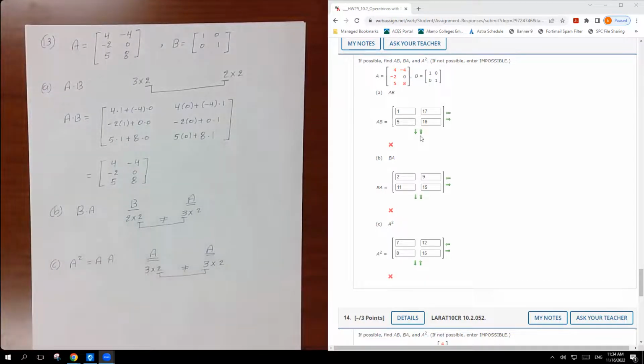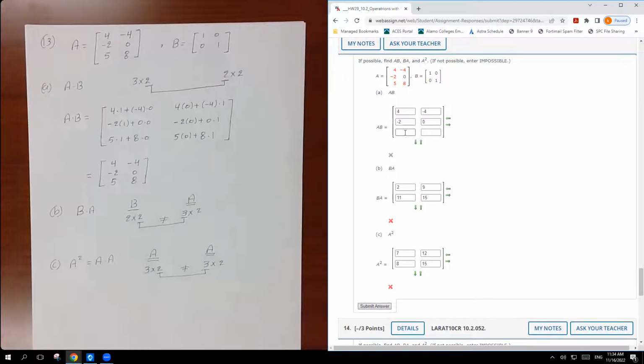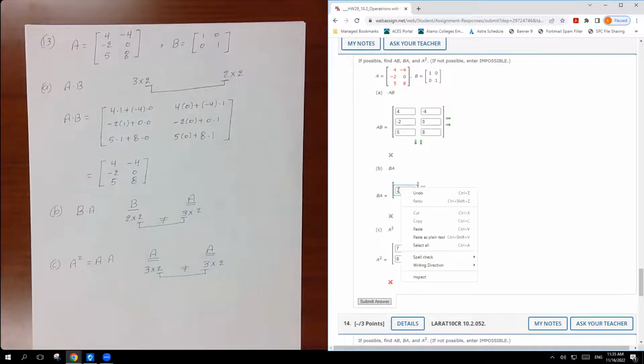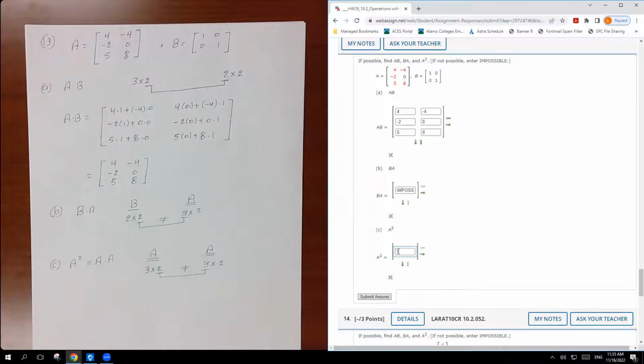That means for the first one is going to be 4, negative 4, and here is negative 2. Here is going to be 0. And here is going to be 5, 8. And for B, we have to type impossible. And for C, we have to type also impossible. That's it for this example.